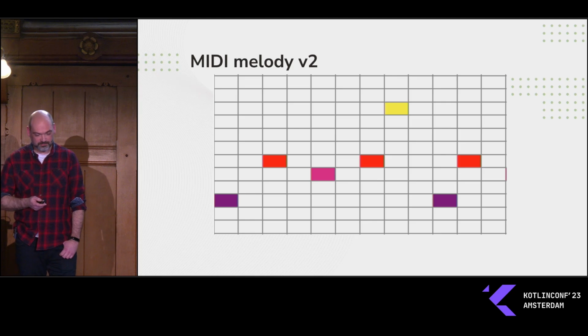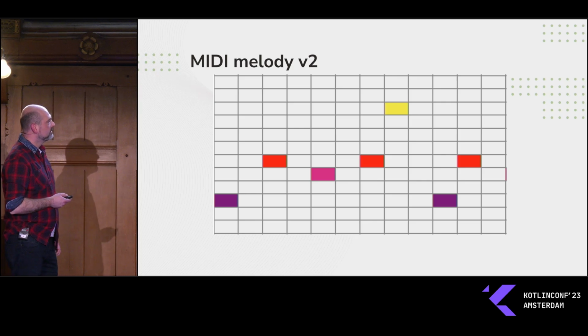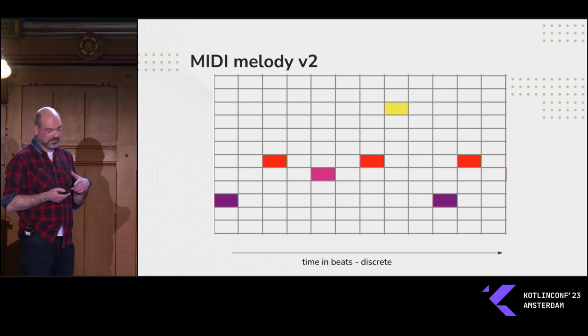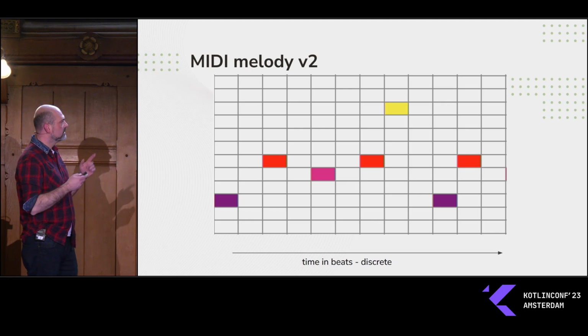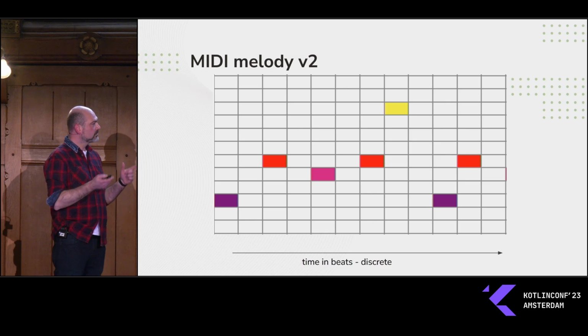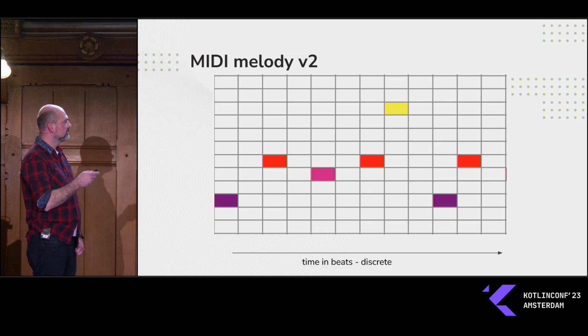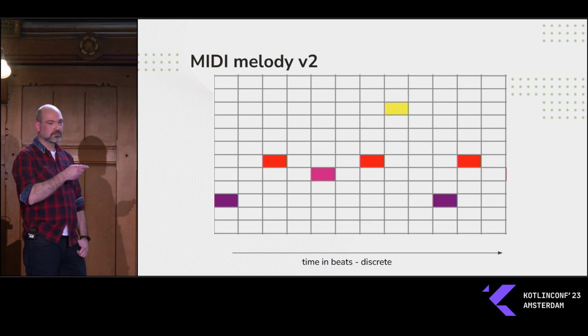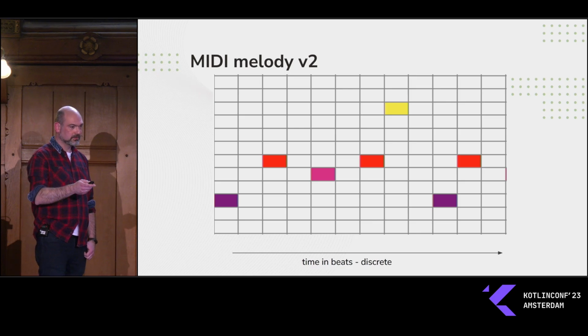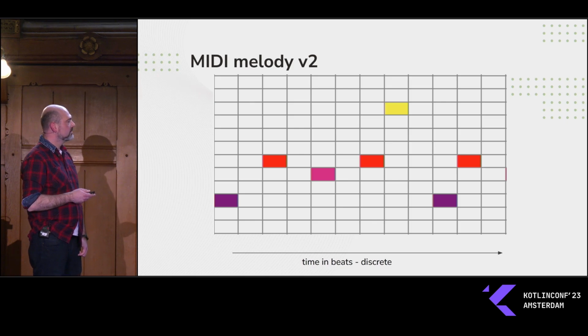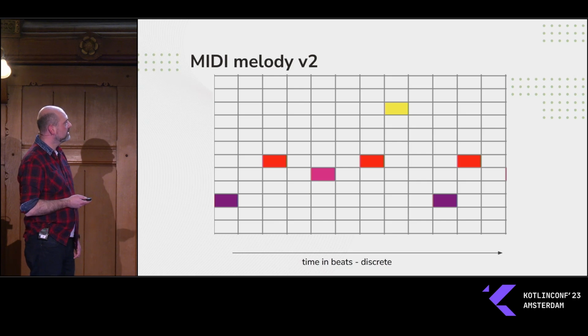My proposition for a different approach is to first create some structure in the timing. Instead of those ticks, I would like to represent time in beats, so it's something more discrete. Of course, you can have one beat, half a beat, a quarter beat, but you cannot start at any arbitrary decimal number of beats.